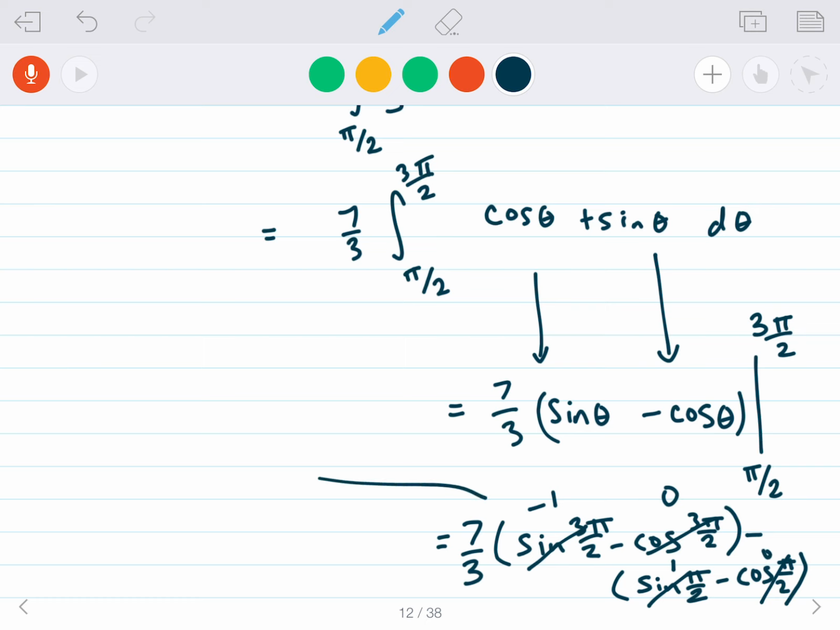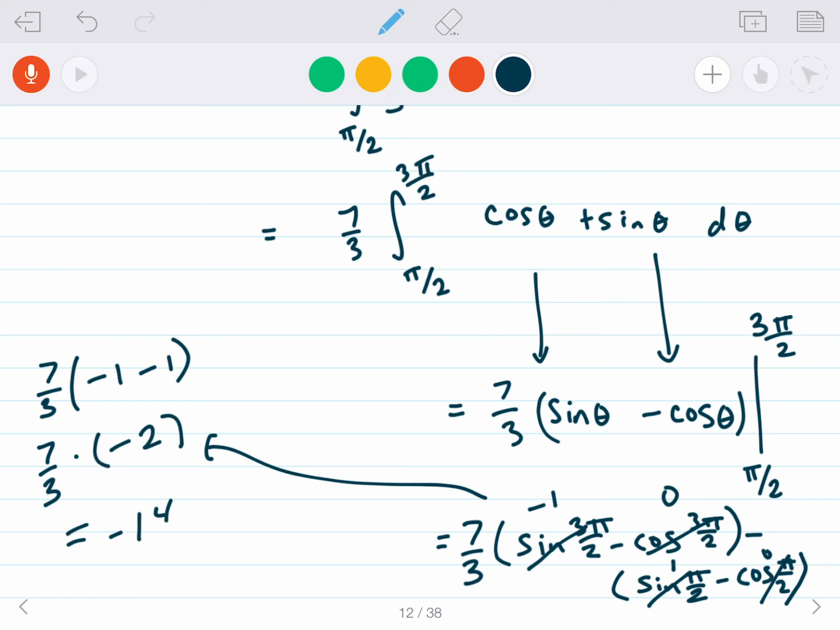So I'm going to rewrite this over here since I ran out of space. So this becomes 7/3 times negative 1, and then we have minus 1. So this is 7 over 3 times negative 2. So it's going to give me negative 14 over 3. So that is my answer for this one.